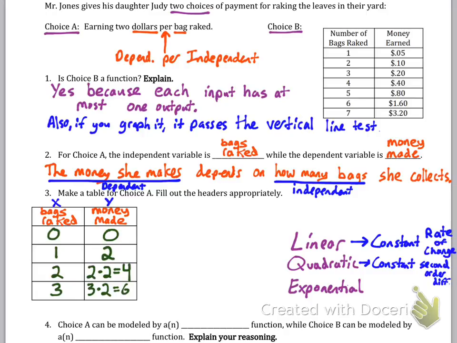And the best thing to do, if you forgot that, go back and look at your notes on that one. While an exponential has a constant ratio, and remember, ratio means what you're multiplying by. You're multiplying by the same thing each time.